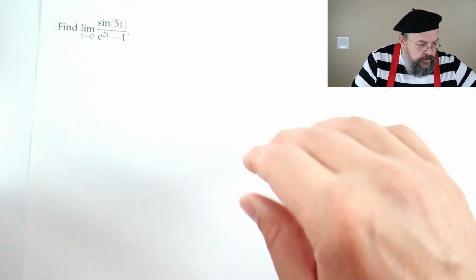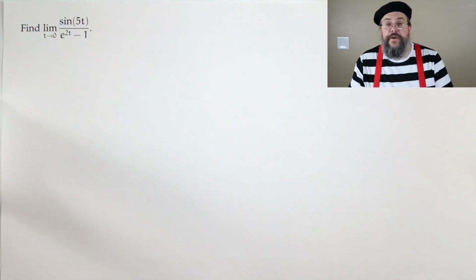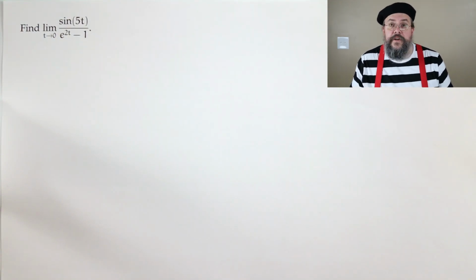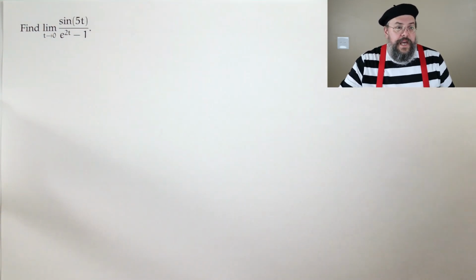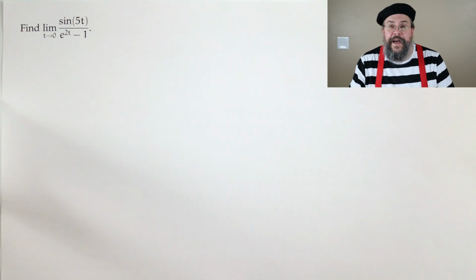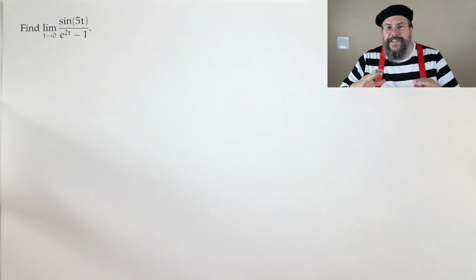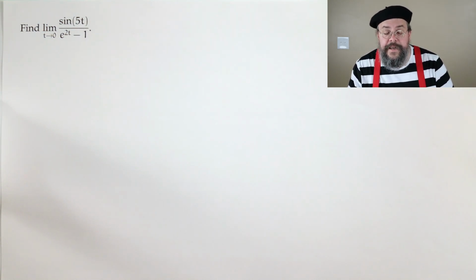All right. So our next problem. Find the limit as t goes to 0 of sine of 5t over e to the 2t minus 1. Okay, now this one, maybe it's not so obvious what to do as the last one was, where we said, hey, we can use our old tools. This one's a little bit more dicey. I don't know if we'd be able to do it quite so cleanly here.